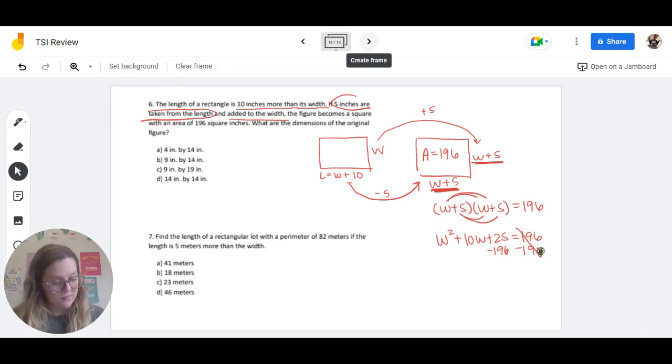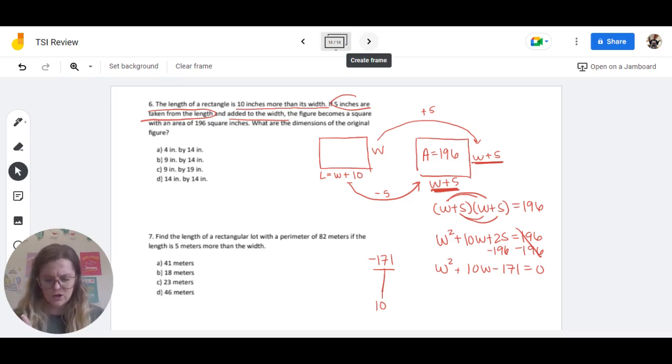And 25 minus 196 would give me negative 171. So I'm going to write that down here. Now that it's equal to 0, I can do my t-chart, find factors that multiply to negative 171 and add to a positive 10. 171 is kind of hard. It's not even, so none of my even numbers can divide. So I'm going to look for odd numbers.